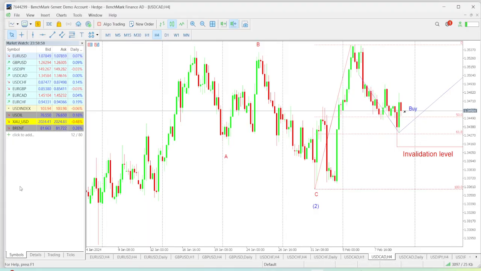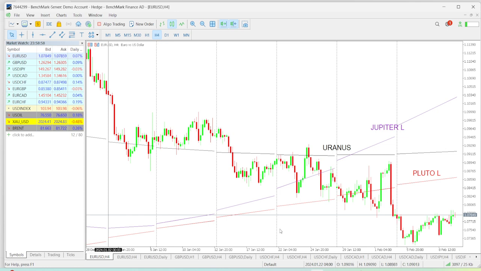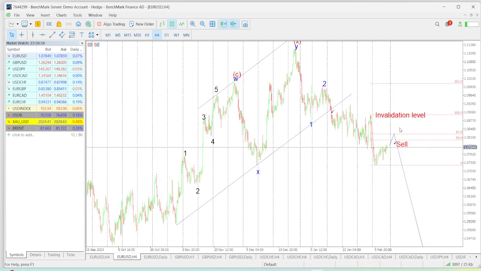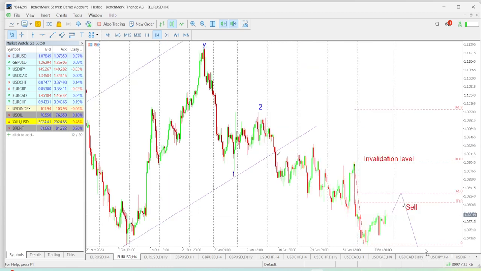Let's jump to euro dollar in terms of planetary support and resistance lines. I don't have a signal, but with the help of my technical analysis and Elliott wave, they tell me that the price should continue going down. I expect from price to go to this Fibonacci level, to bounce from it, and after that to go down. Invalidation level should be this one.